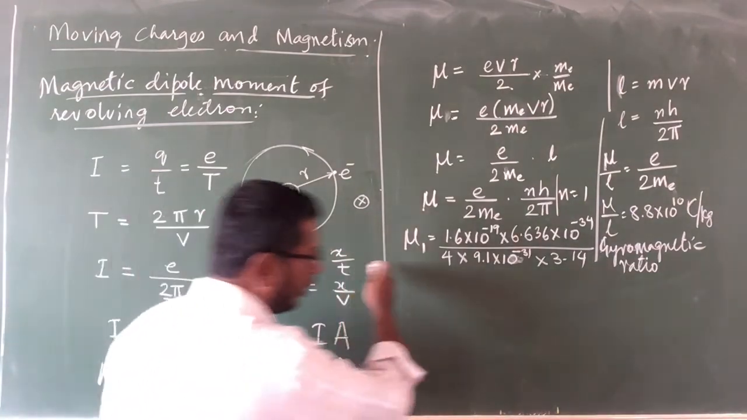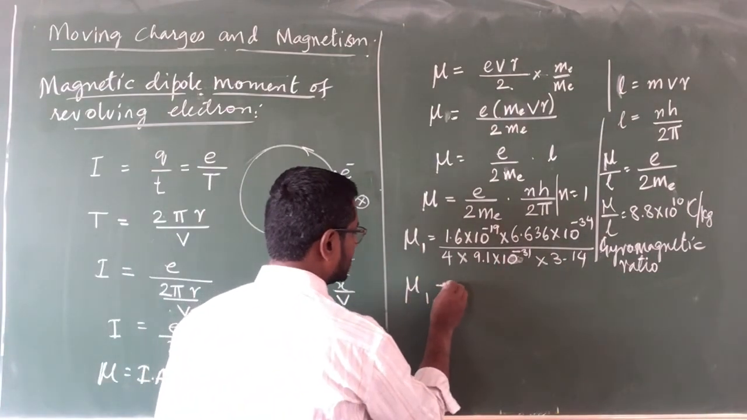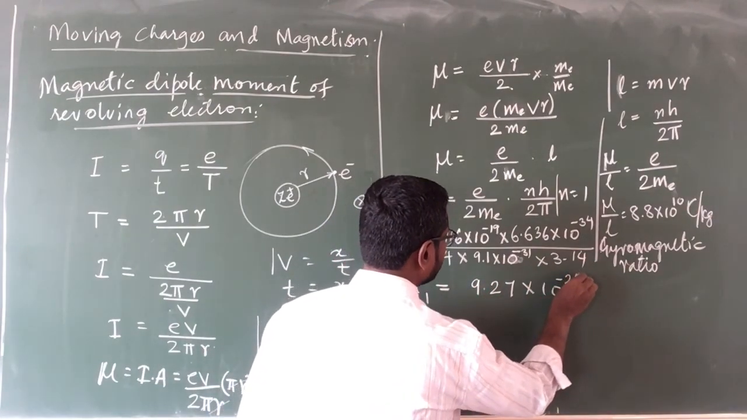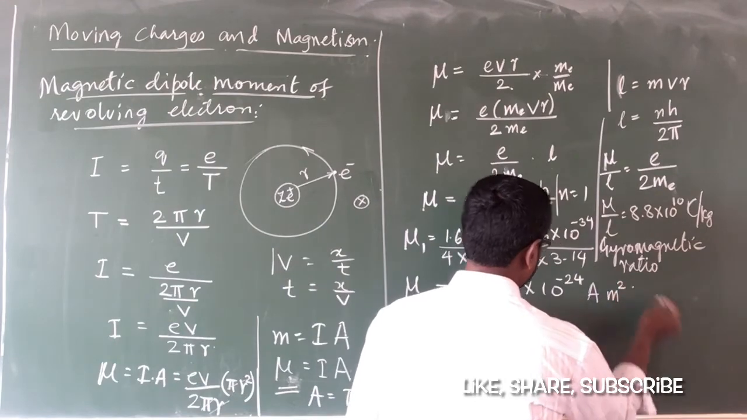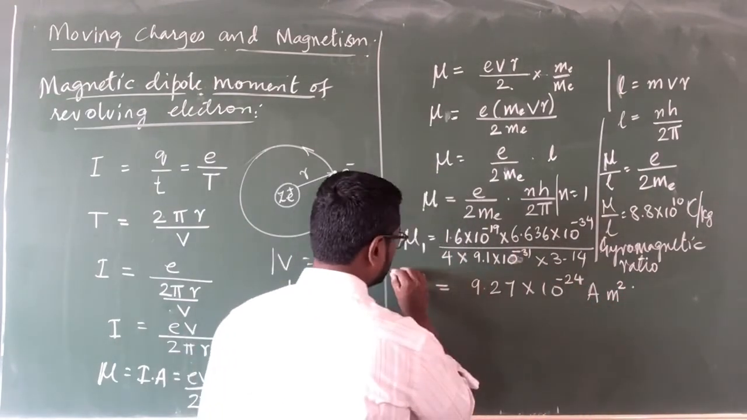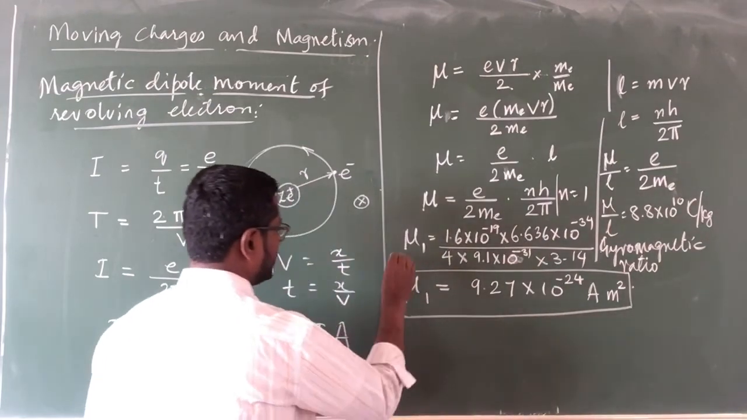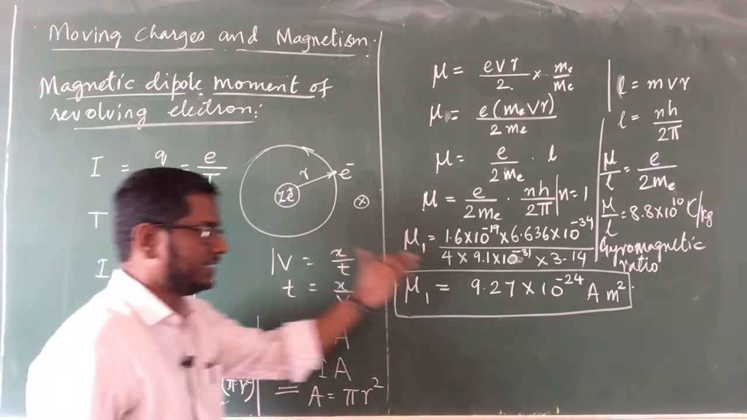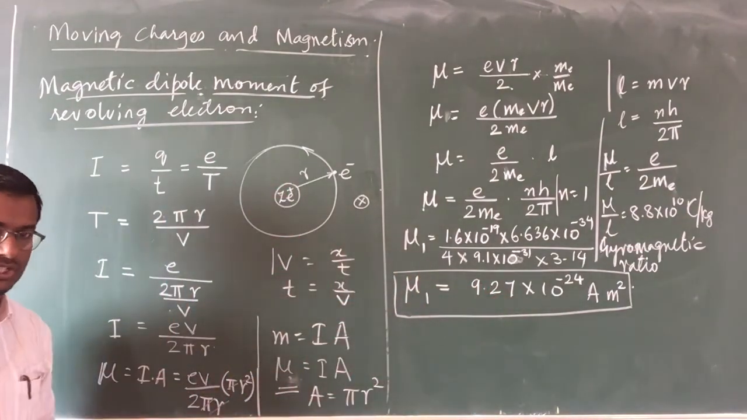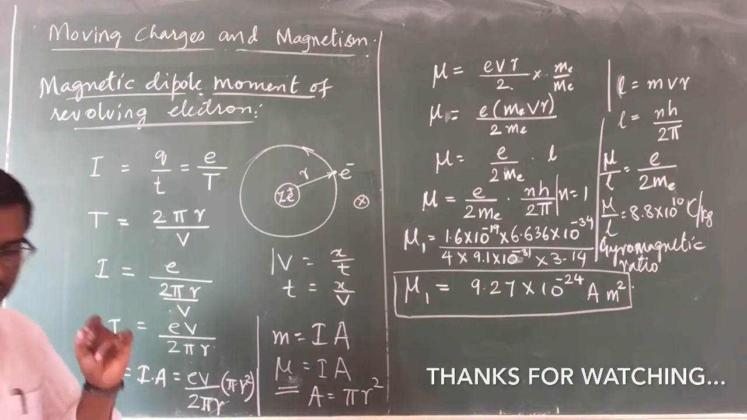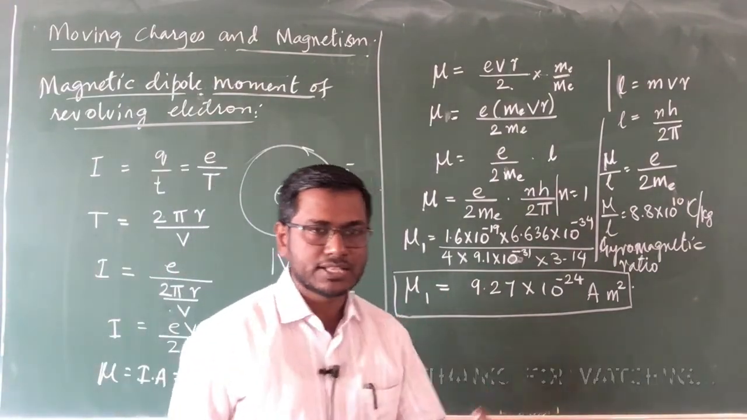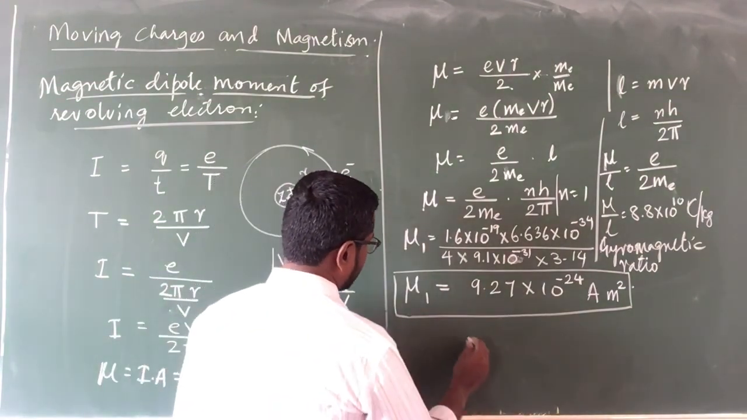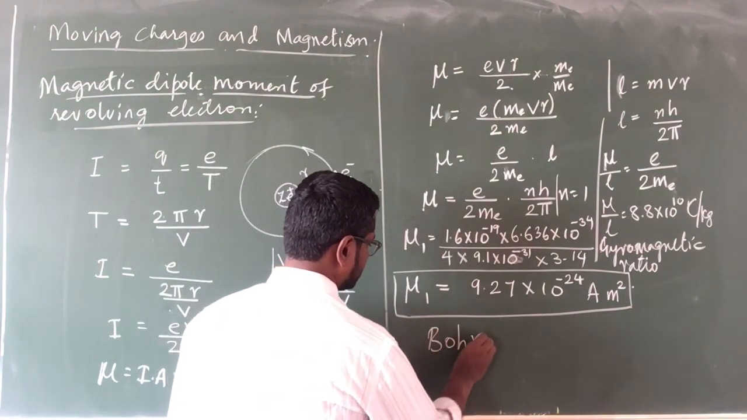Now if I simplify all these numbers, I am going to get the value of this μ as 9.27 into 10 to the power of minus 24, and the dipole moment unit will be ampere meter square. This value is the result of this derivation, that is the magnetic dipole moment of the revolving electron, and the value here represents the first orbital of the electron in the hydrogen atom. This value has got a special name, and because everything is mostly done by Niels Bohr, this value is called the Bohr magneton.